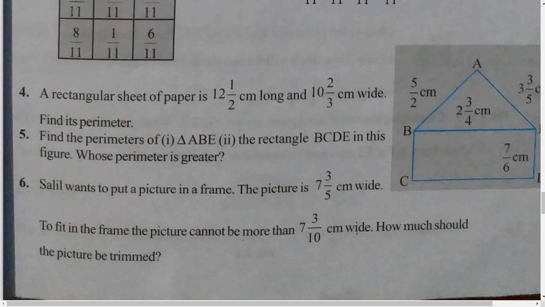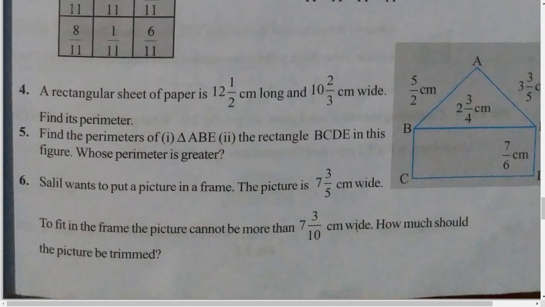Next is the perimeter of the rectangle. We did one sum on the perimeter of a rectangle. Here the length is given and the breadth is given. This is the breadth, this is the length. If this is the length, this side is equal to this side. So this side length is also 2 3/4 and this side length is also 7/6. We will use the formula 2 into (length plus breadth). So we have to add these 2 fractions and multiply by 2.